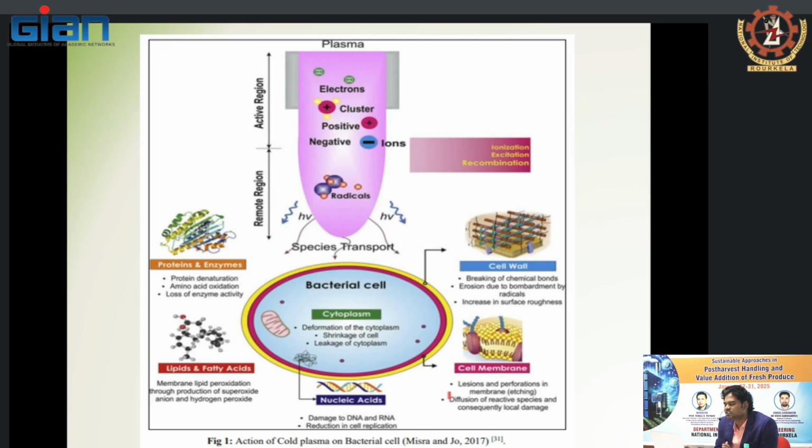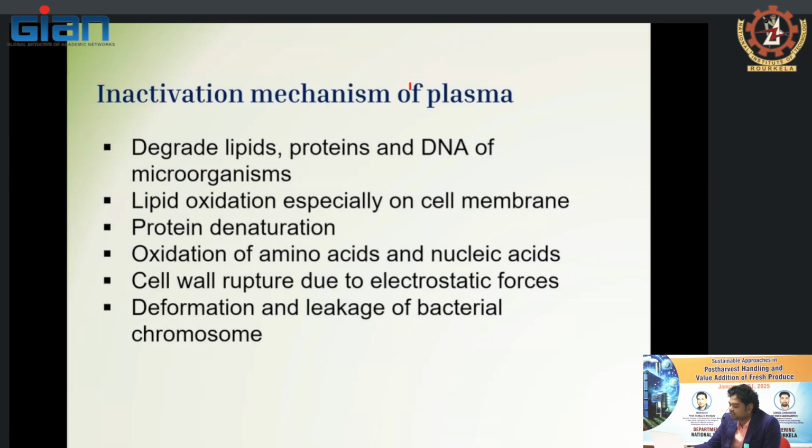And then the cell wall membrane: it performs etching of the cell wall by bombardment of free radicals and diffusion of reactive species, and consequently causes local damage to the cell structure. It also causes damage to the DNA and RNA of microorganisms, and reduction in cell multiplication. Thereby, it reduces the number of log cycles of harmful microorganisms. So the predominant reasons for inactivation of microorganisms using plasma are degraded lipid molecules, proteins, and DNA of the microorganisms.